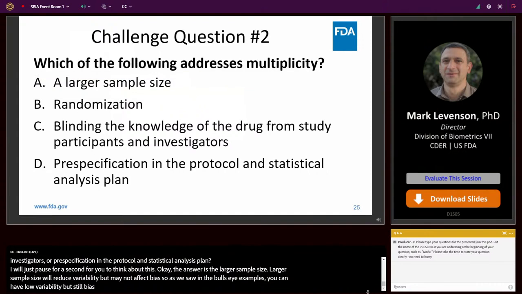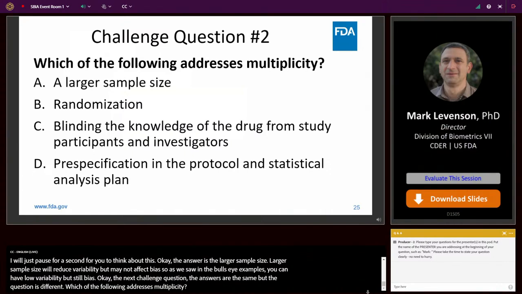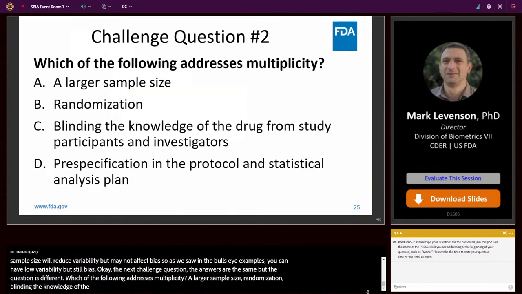Okay, the next challenge question, the answers are the same, but the question is different. Which of the following addresses multiplicity? A larger sample size, randomization, blinding the knowledge of the drug, or pre-specification in the protocol and statistical analysis plan?